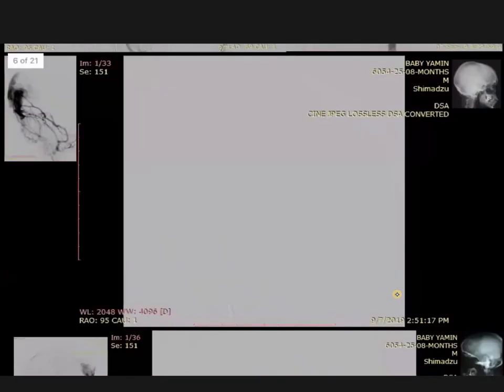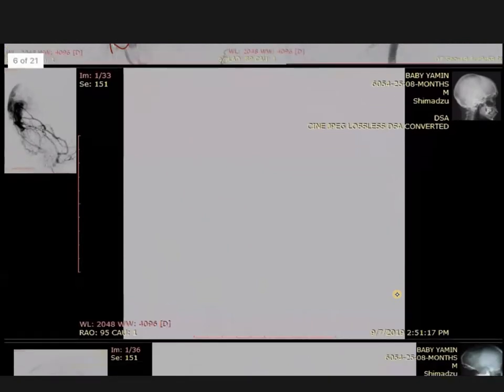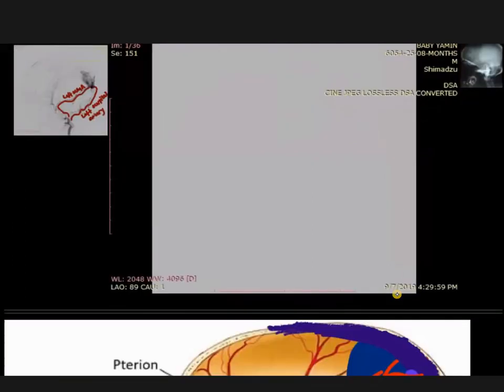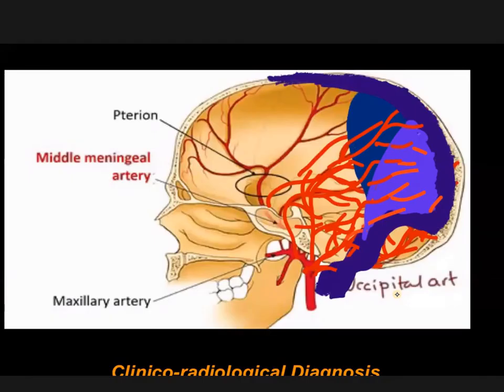So this is the run. Possibly it is not going to be played. On the right side and the left side, DSA runs were there, but I couldn't play them here. And our brilliant resident, Dr. Musan Ashfaq, has tried to animate this. There is a big venous lake in the posterior aspect of the head, with both antegrade and retrograde flow, supplied bilaterally from the branches of the external carotid artery, the middle meningeal artery, and the occipital artery.